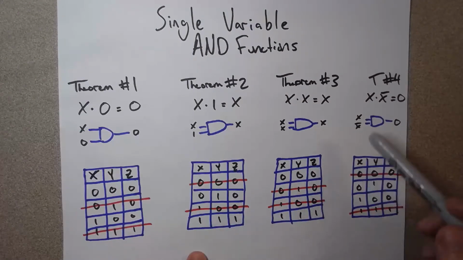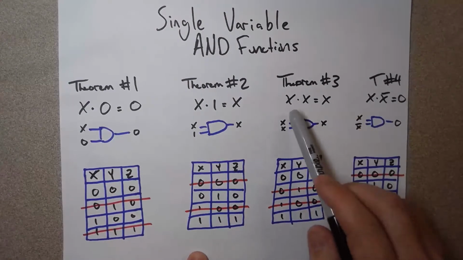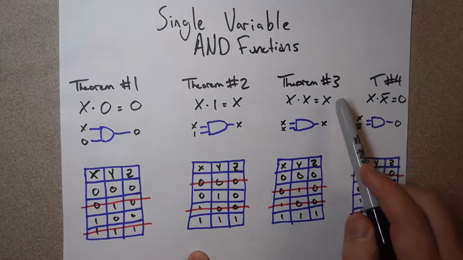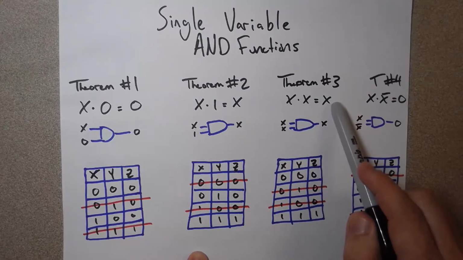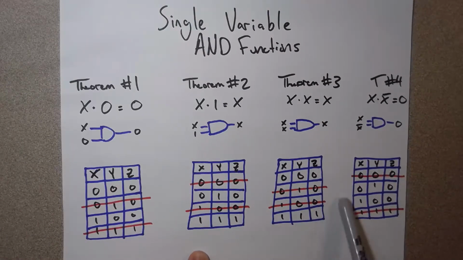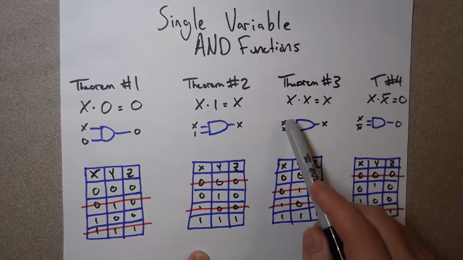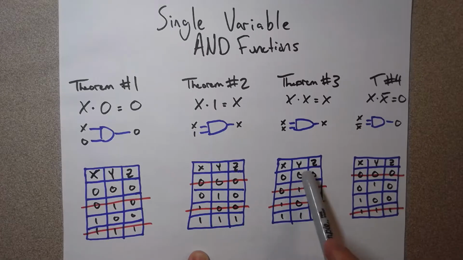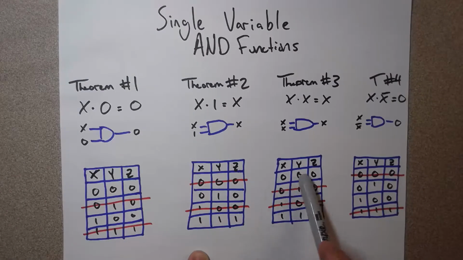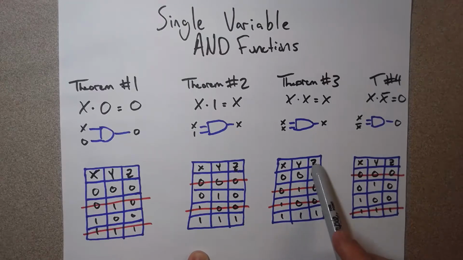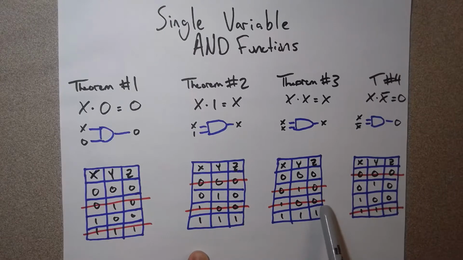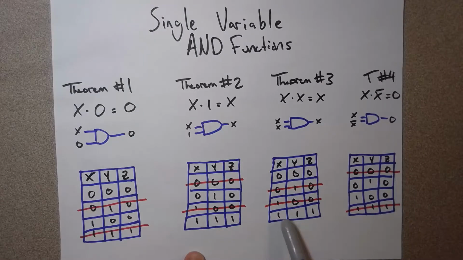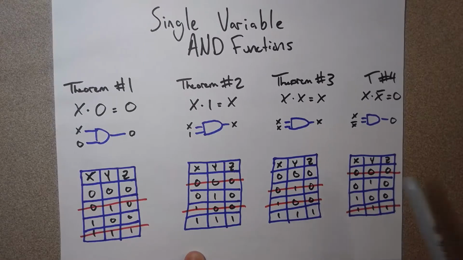Okay. Theorem number 3 states that x and x is going to be equal to x. Okay, so if we're looking at our truth table here, both inputs are x, so they have to be the same. So if my inputs here are the same at 0, my output's going to be 0, and my inputs down here are the same at 1, which makes my output 1. So if x is 1, output will be 1. If x is 0, output will be 0.